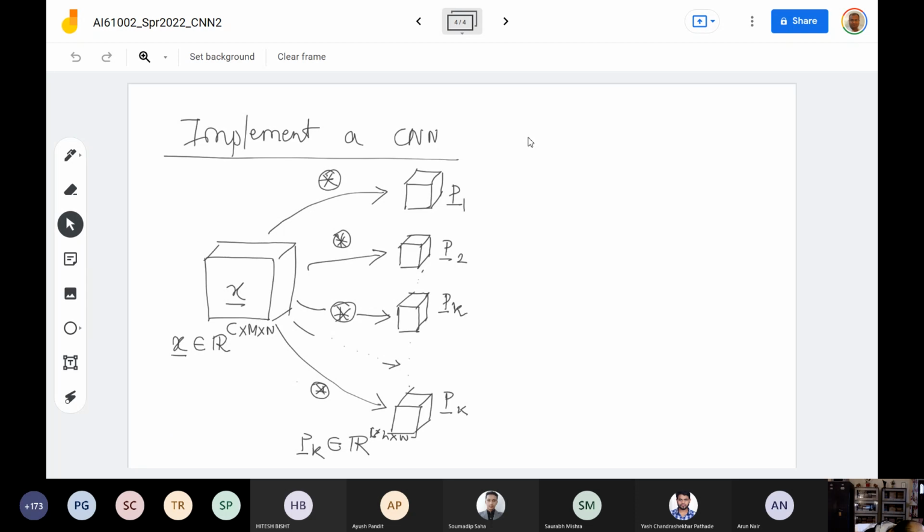Now together I can write this convolution kernel as P, which is a concatenation of P1, P2, like this up to Pk, such that this belongs to R to the power of K cross C cross H cross W. Okay. Now I convolve, and in order to make it a CNN, I will also have a bias which is getting added to each of them, and this is a scalar bias.